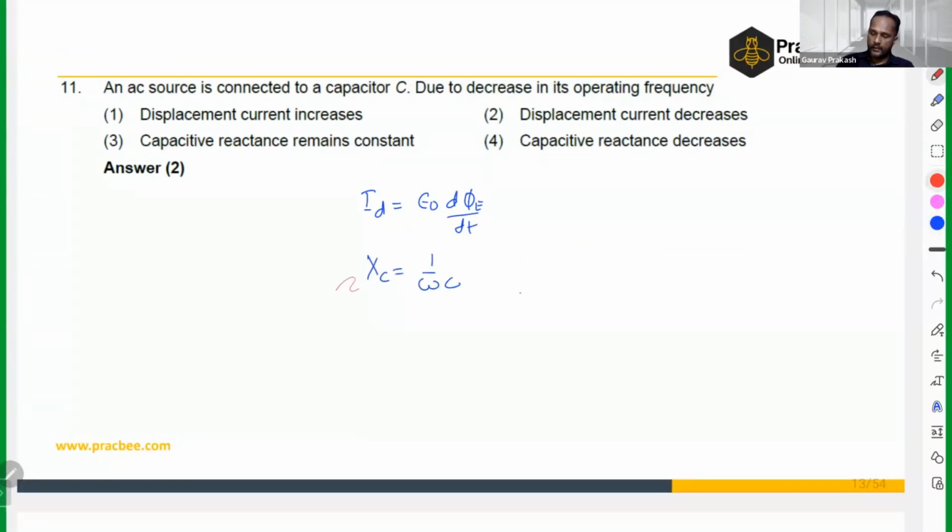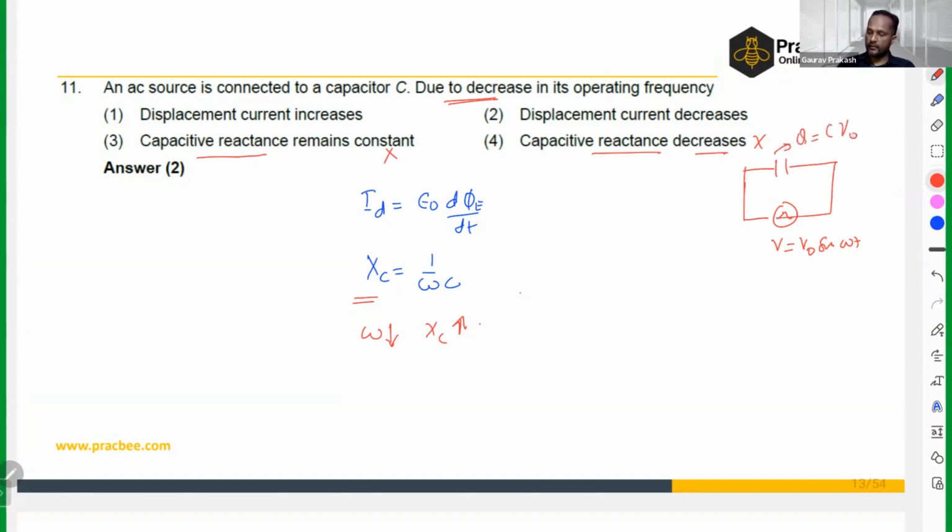So I can clearly see here that if omega decreases, that means XC will increase. So here capacitive reactance constant, here capacitive reactance decreases. So basically both these options are incorrect. And here I can say that in a capacitor, suppose I have an AC source whose voltage varies, V is equal to V naught sine omega t, and we have a capacitor here. So the charge on this capacitor at any instant will be CV naught sine omega t. And if I have the charge, then the flux here will be proportional to CV naught sine omega t.